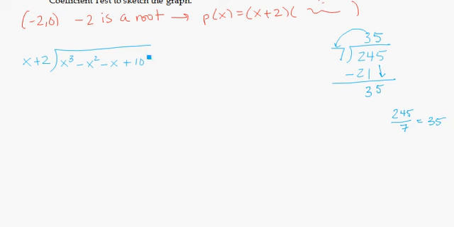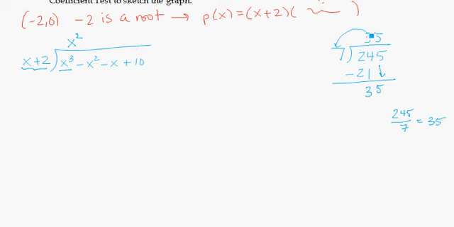Let's do this same computation, a parallel computation with this. So I'm asking myself, how many times does x plus 2 go into x cubed? Well, it's not going to go in evenly, but I know to get an x cubed, I have to multiply x by x squared. So the first term is going to be x squared.